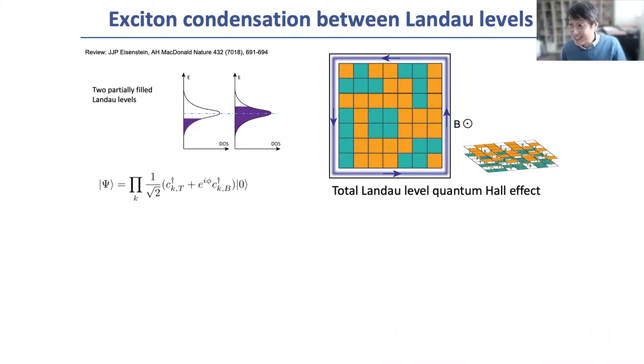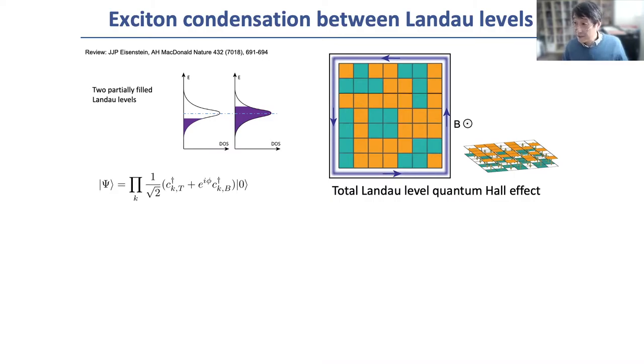Mathematically, it's exactly the same formula that you expect to see for the exciton formation, and the wave function description is exactly the same, except that now this requires no light excitation, and this is basically formed across a partially filled Landau level. So exciton condensation is basically a ground state property. So in principle, you can just realize that, and you can explore the phase diagram, right?